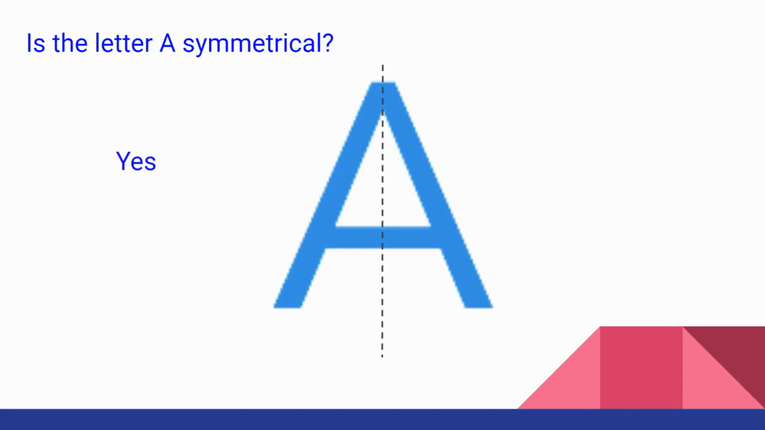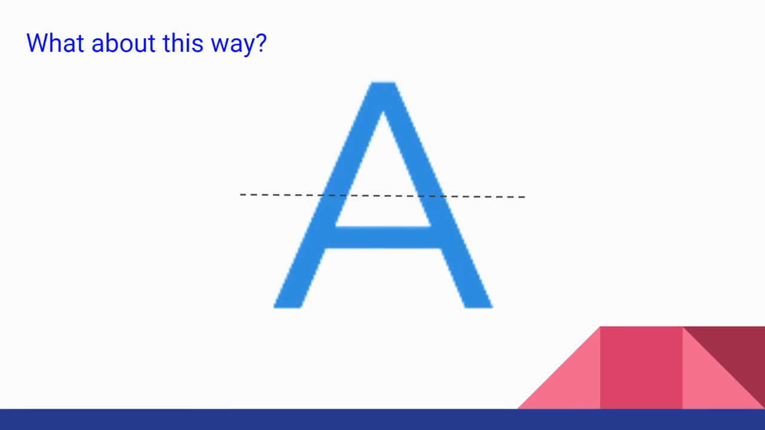But we could try a different way. What if we drew the line horizontally? Now, is that a line of symmetry? It is not, because the sides on either side of the A, in this case, will not fold up exactly. If we were to fold that, they are not identical on both sides of that line. So that is not a line of symmetry.